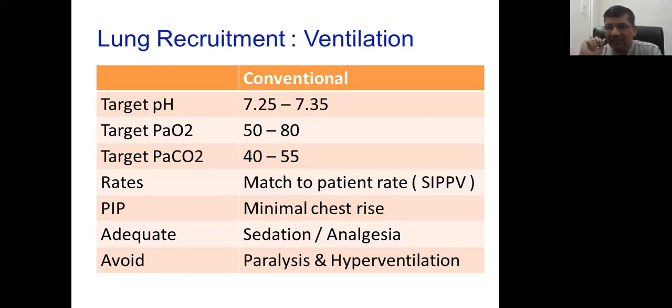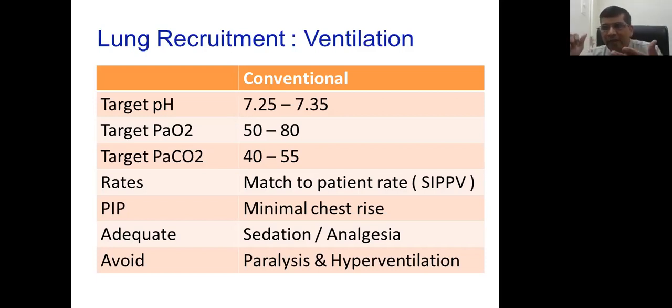So what is your target? Please, old days are gone. You don't want alkalosis. This slide I have probably written just for teaching purposes, but I don't accept any pH nowadays above 7.3. I'm happy between 7.25 and 7.3. That's my acceptable range. PO2 between 50 and 80, CO2 between 40 and 55. Rates, naturally, you might have to use assist control here. Minimal chest rise, proper sedation, proper analgesia, avoid paralysis, avoid hyperventilation.